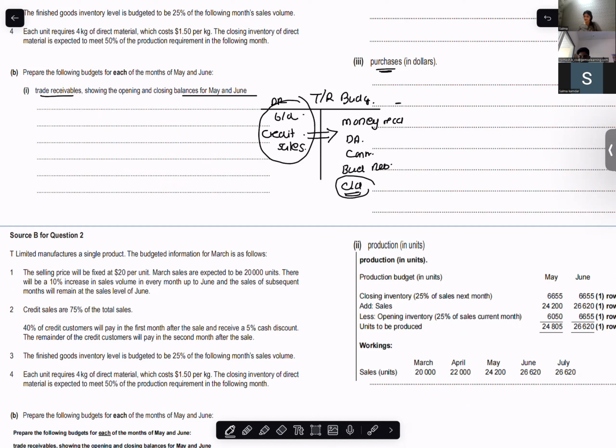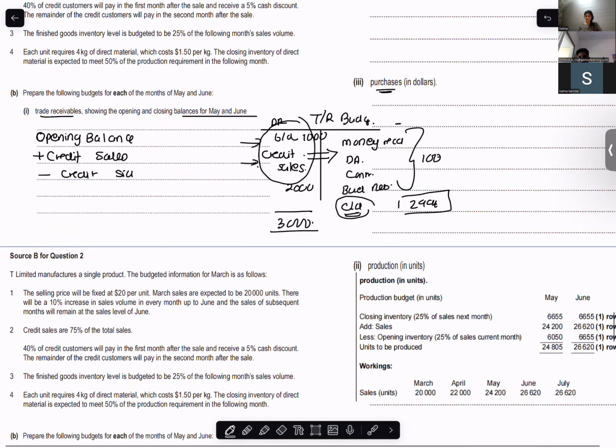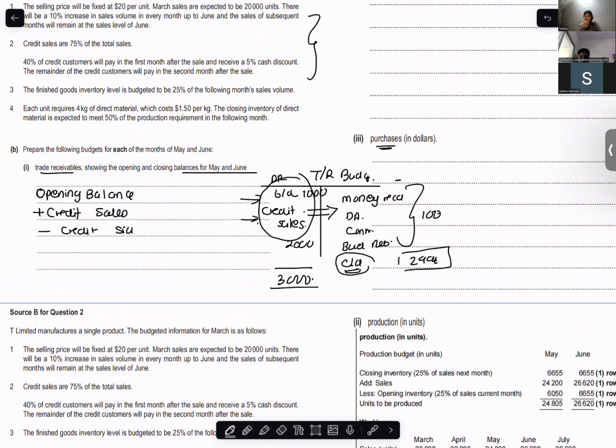Correct? Suppose balance brought down is 1000, credit sales is 2000, and all this together is 100. Can you give me the closing balance? 1000 plus 2000 minus 100. 3000 minus 100, so it will become 2900. So you took the opening balance, added credit sales, and subtracted whatever is on the credit side. That you will come to know once you read the question. So you will get the balance carried down, the closing balance. This is what you have to prepare in the trade receivable budget.